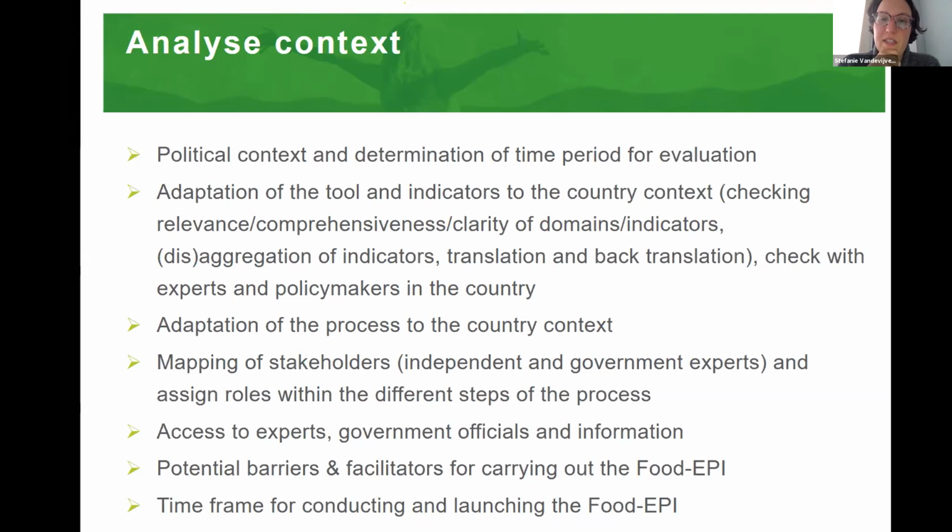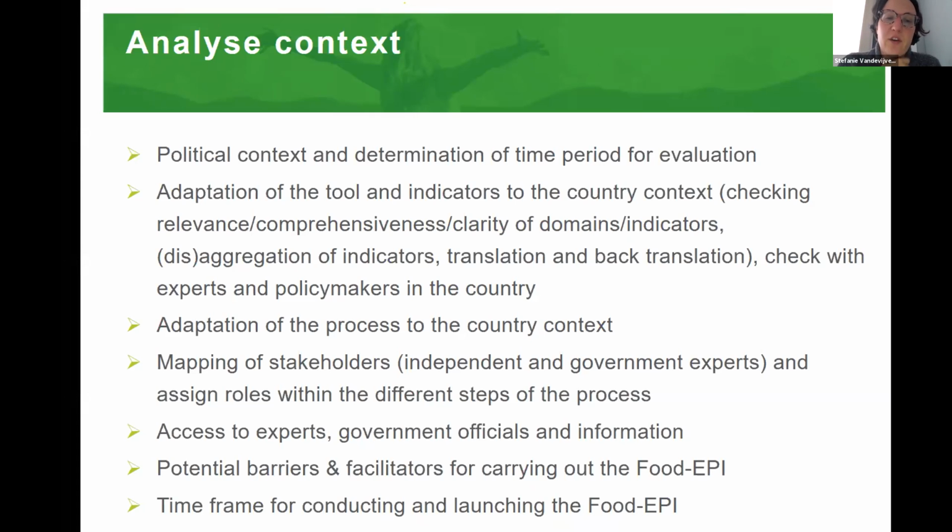Usually there's also a translation and back translation, just to make sure that the meaning of the indicator in the original language is still the same as it was originally meant with the Food-EPI. Often, if translation is done by people who don't know the tool very well, it can go wrong. We cannot always check all of these languages, because, I mean, Japanese, for example, it's not possible to do that.